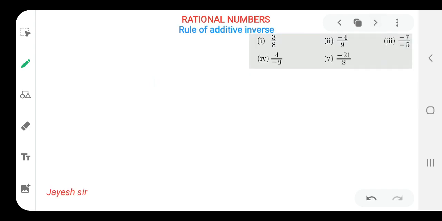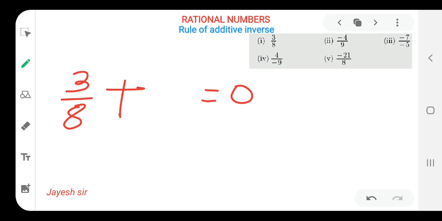In our first part we learned about additive inverse, but the explanation of the rule was not there. So I am explaining the rule of additive inverse here. Additive means plus: what should be added to the number so that the result becomes 0? What should be added to 3 by 8 so that it becomes 0? We should obviously add minus 3 by 8, so the additive inverse is minus 3 by 8. For those who have not understood, I am explaining it again.